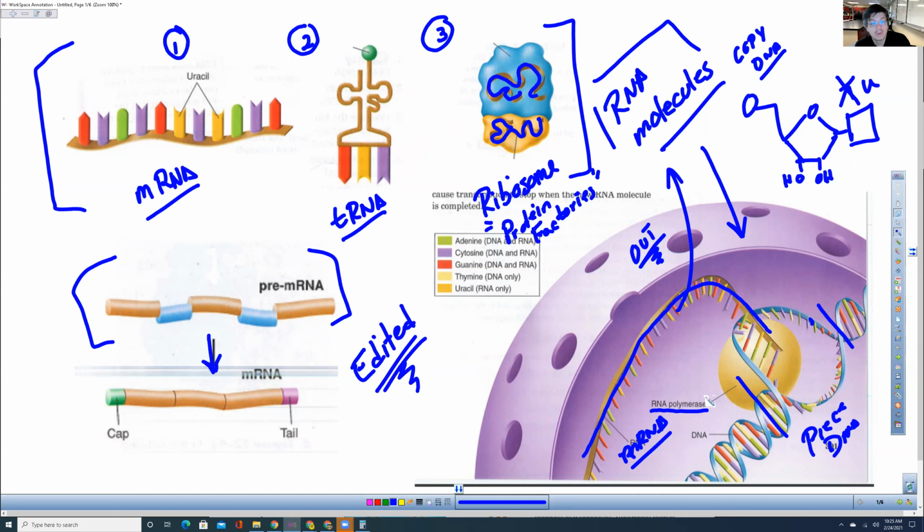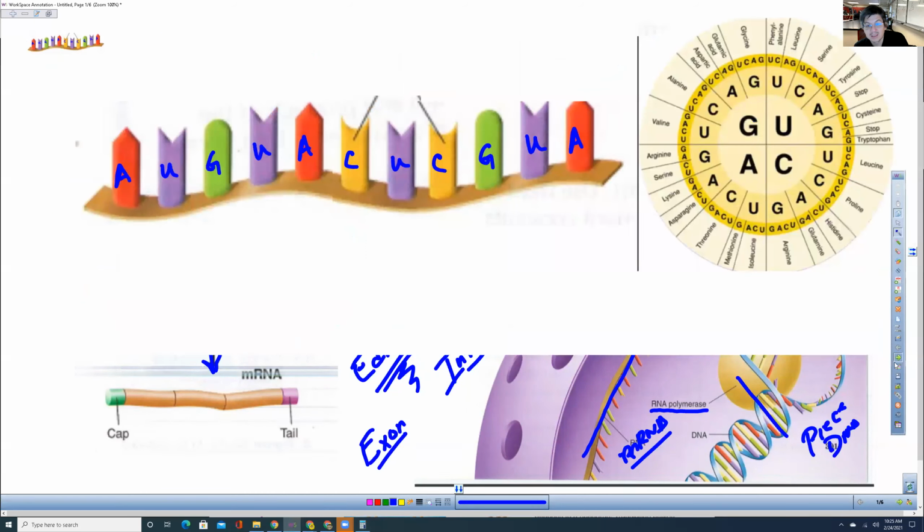Now, who remembers the 2 words that are important when we're talking about editing mRNA? What were the 2 terms that were super important? One started with an E and one started with an I. Exons and introns. Very good. Exactly. So there you go. Exons and introns, right? Let's take a look at what that looks like.